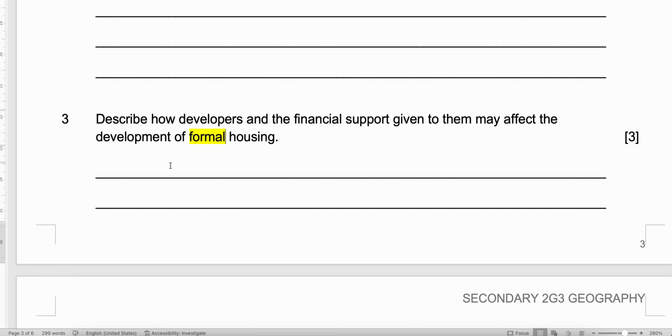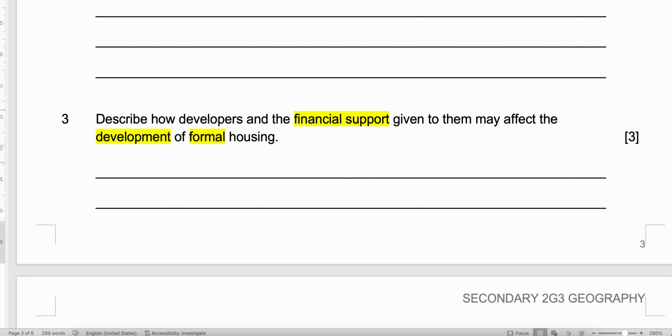How does that affect the development of formal housing? All right, affect can mean both good or bad. So you can talk about how it encourages formal housing or how it discourages formal housing and that leads to more informal housing. Okay, likewise for financial support, how does that affect the development? Okay, notice the thing we're looking at is development. That means it creates, it has more.